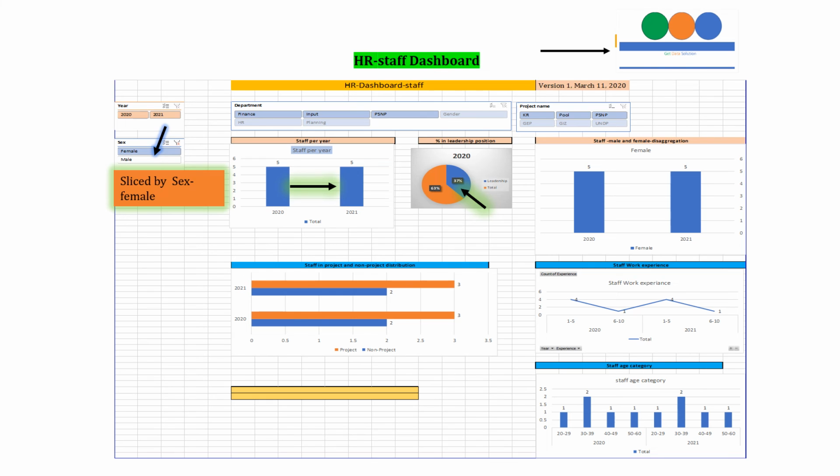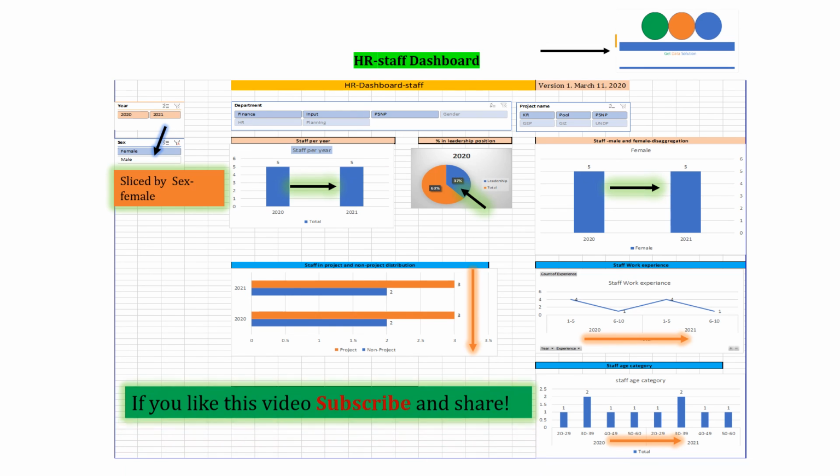Regarding work experience, again, it is in the range of 6 to 10 and 1 to 5 work experience. In the age category, again, more or less is evenly distributed, and it is 1 or 2.